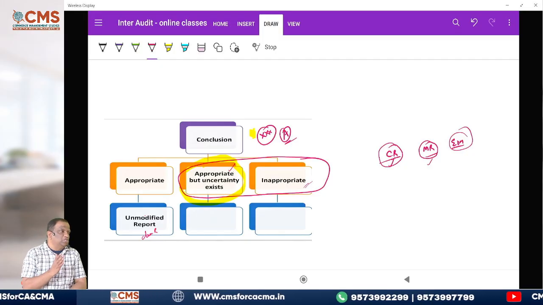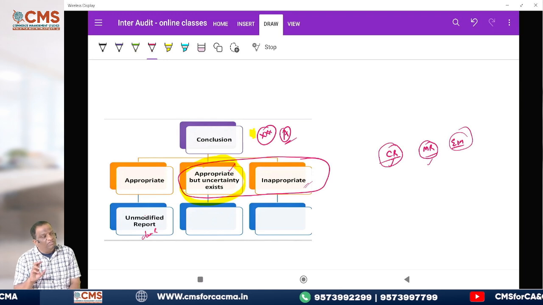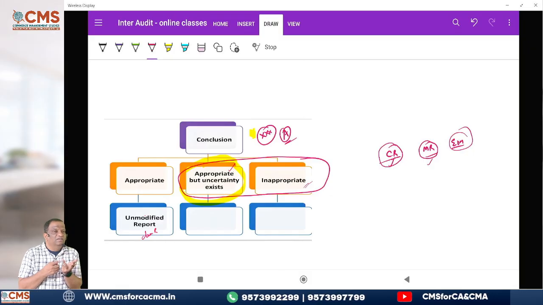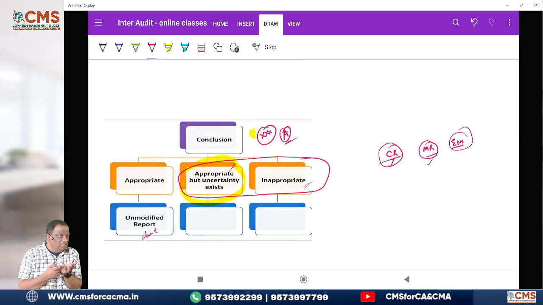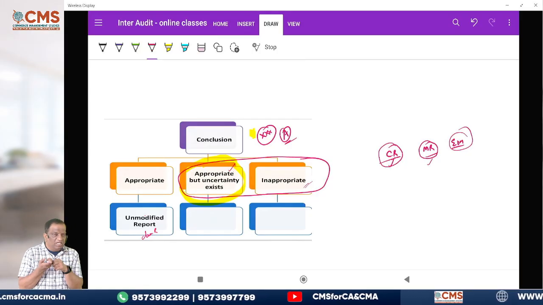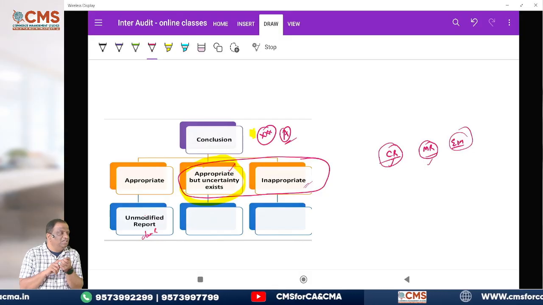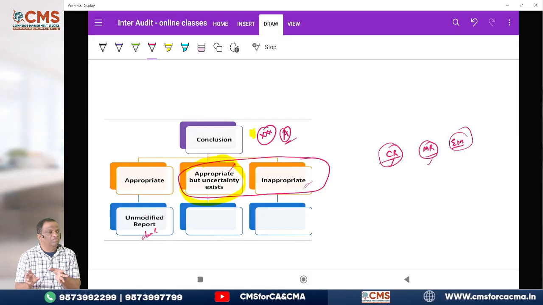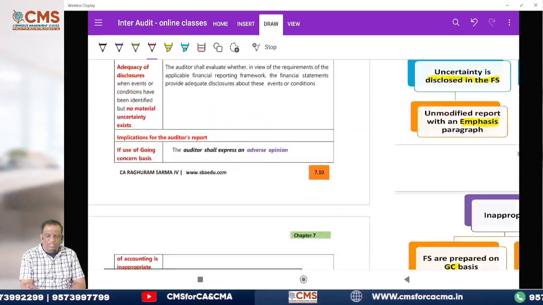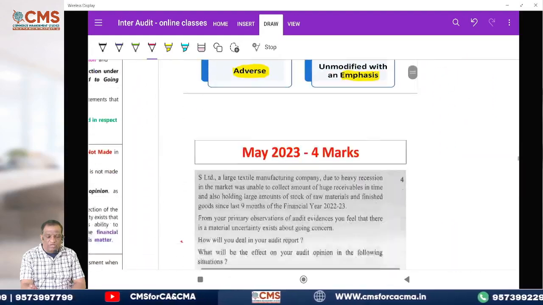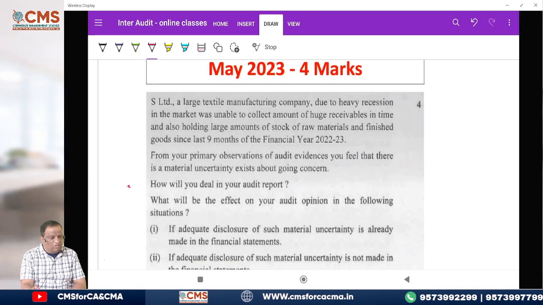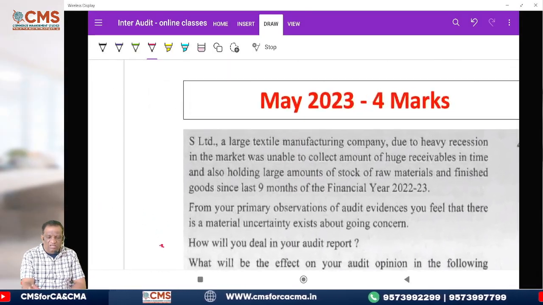Now, clean report, when will I issue? Appropriate. Modified report, when will I issue? Two scenarios. Inappropriate, but going concern basis. Second one, uncertainty disclosed or not disclosed? Not disclosed. Now, emphasis, two scenarios. Inappropriate, liquidation basis. Second one, uncertainty is disclosed. So, that is when I would go for it. That's all. Once you close your eyes and start thinking like this, there is nothing. So, with this all the three types of conclusions are over. Now, just to make you familiar with how a question can come, look at it. This is also one of the new types of questions, May 2023 for 4 marks.